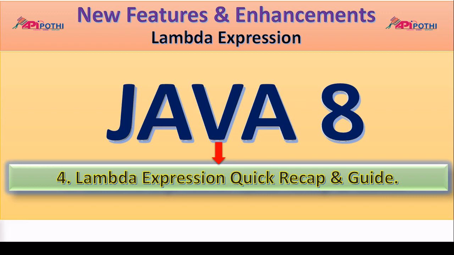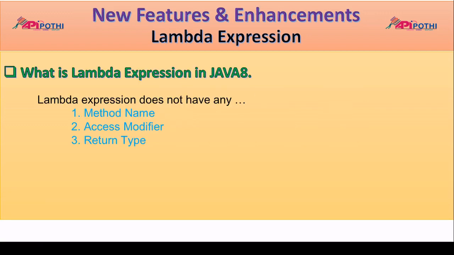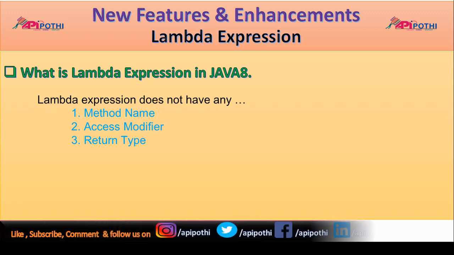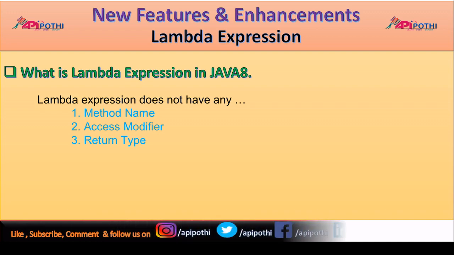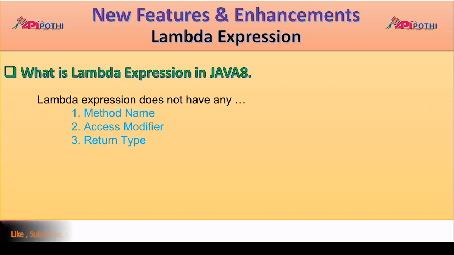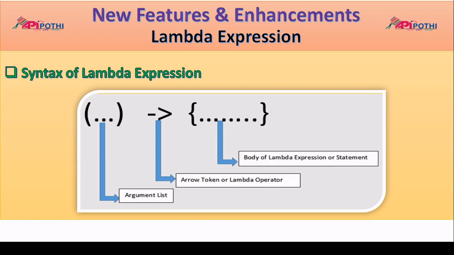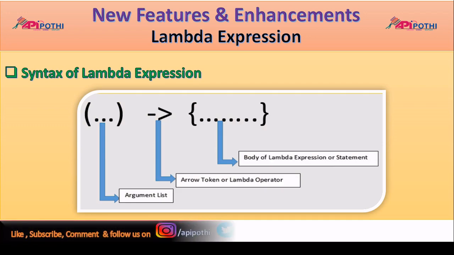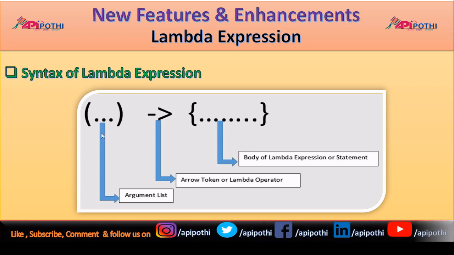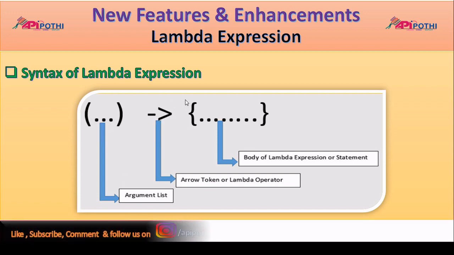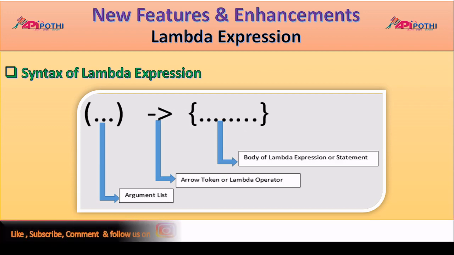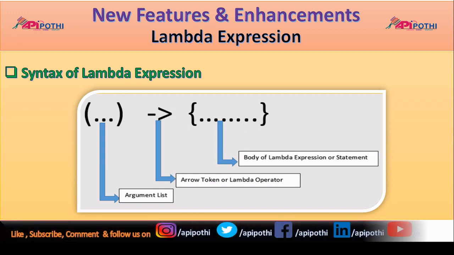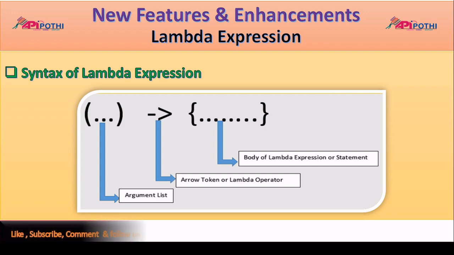So in a very simple way, what is the lambda expression? A lambda expression is nothing but a method which doesn't have any name, which doesn't have any access modifier, and which doesn't contain any return type. That is called a lambda expression. Now, what is the syntax of the lambda expression? Before the arrow it is called the argument list, and after the arrow it is called the body of the lambda expression, or statement area, where we are going to have our business logic.